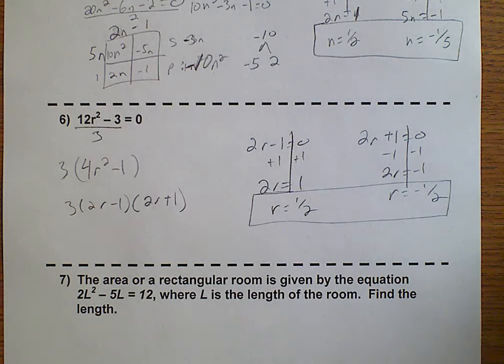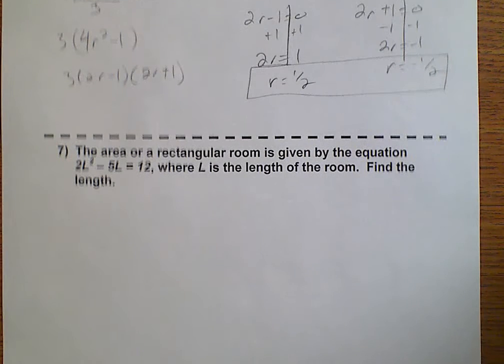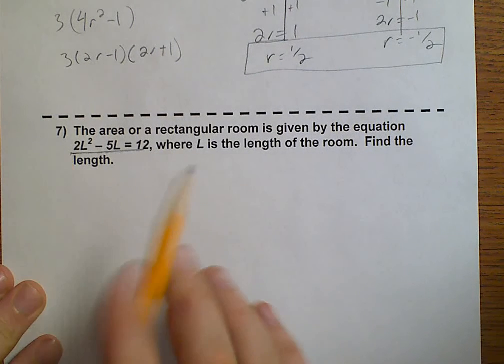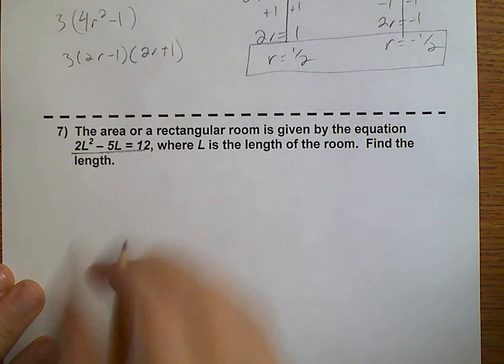So far, our first 6 examples, the only thing that's new from yesterday is that sometimes we have to simplify our expressions before we either use difference of squares or box method. Number 7, however, is a little bit different. Number 7 says the area of a rectangular room is given by this equation where L is the length. We want to find that length.